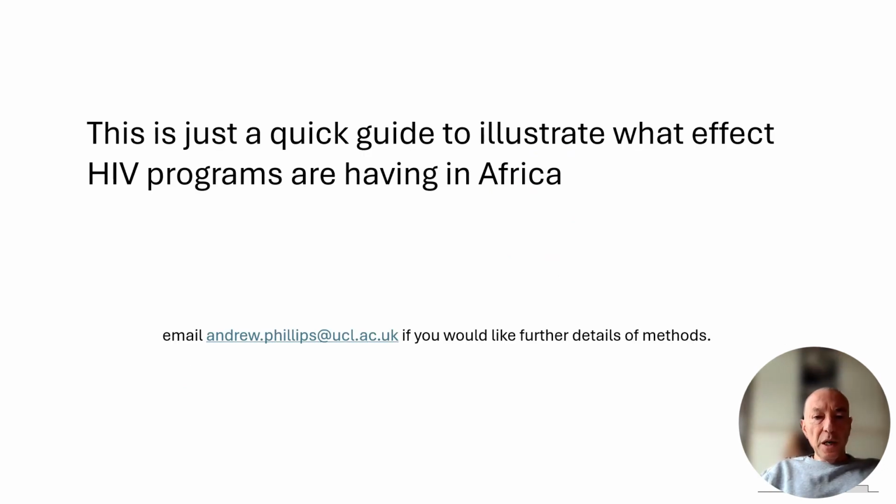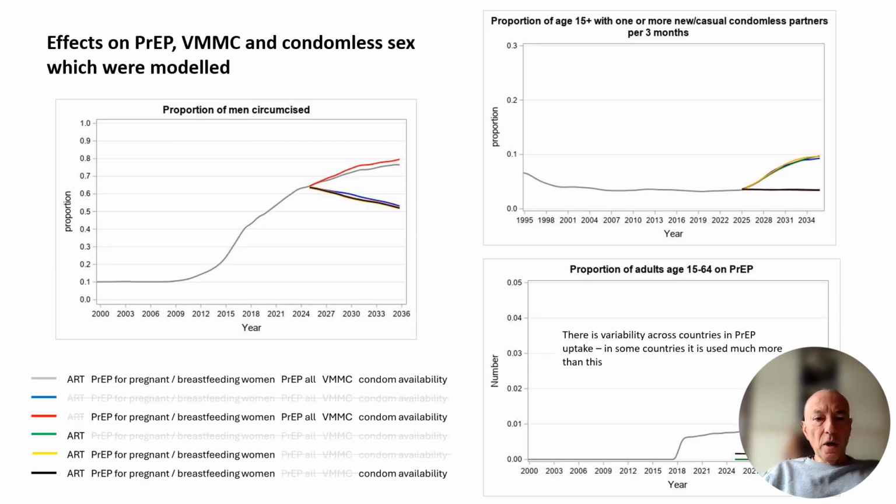So this was just a quick guide to illustrate what effect HIV programs are having in Africa. And this final additional slide just shows the effects on PrEP, VMMC, and levels of condomless sex that were modeled for each of these scenarios.